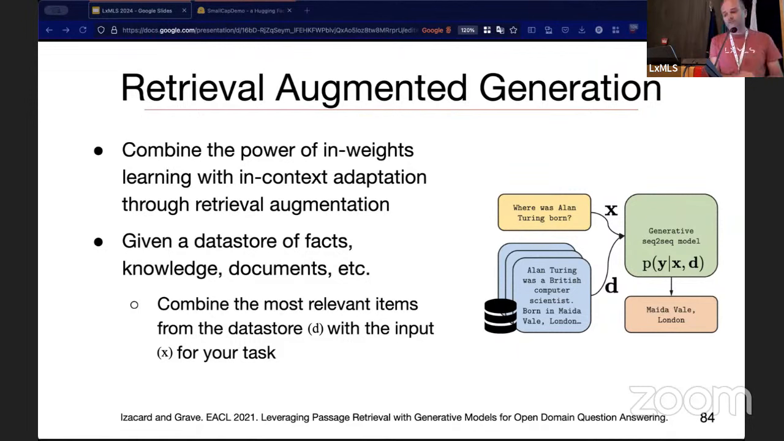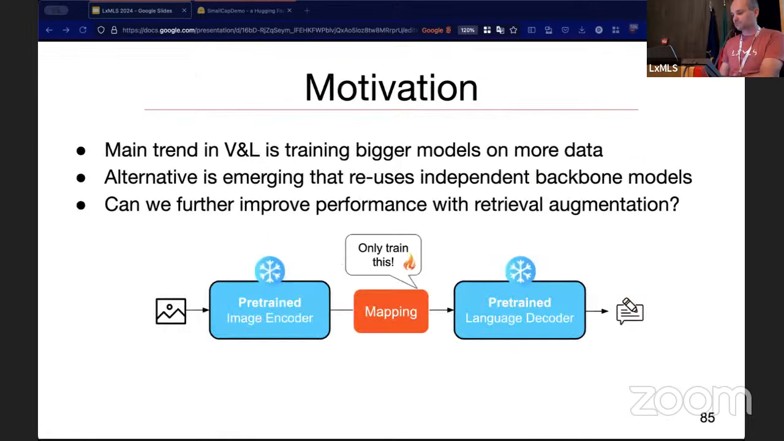This image is taken from Izacard and Grave in 2021. And so the motivation for this line of work is, well, we can clearly observe that vision and language models are getting bigger and being trained on huge amounts of data, as I just described before the break. And there's an alternative approach which is emerging that is reusing these independent backbones and trying to train small, lightweight mapping layers between pre-trained image encoders and language decoders.